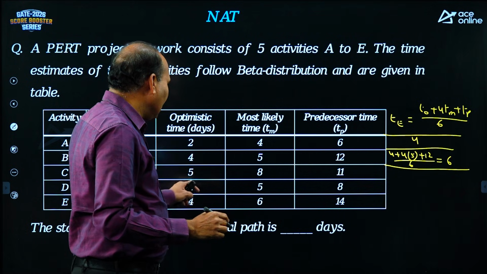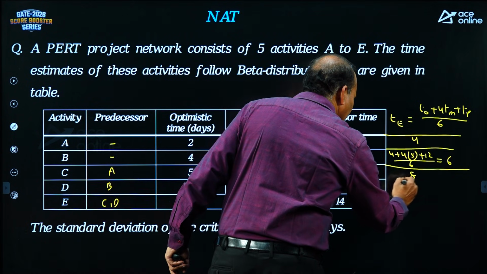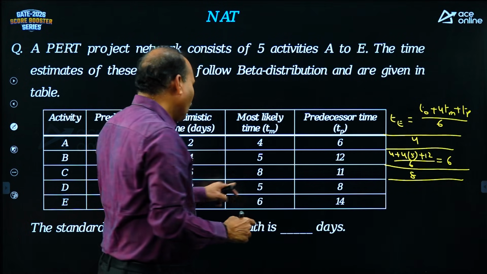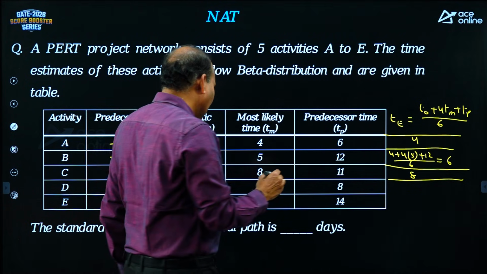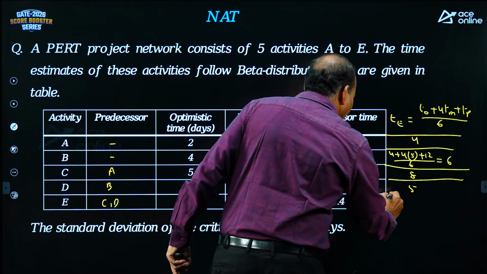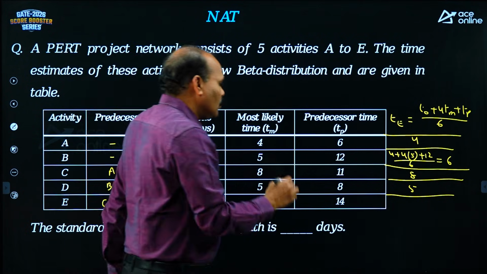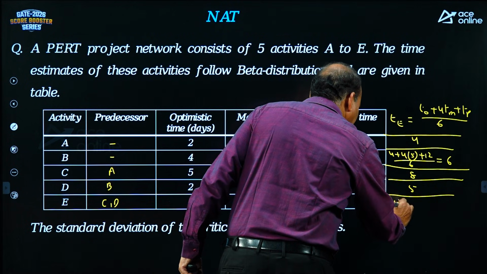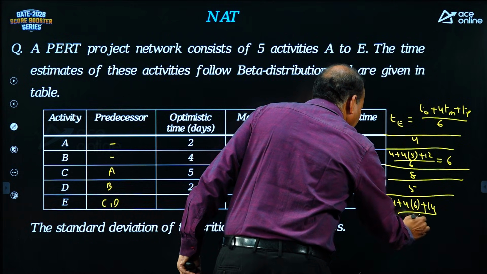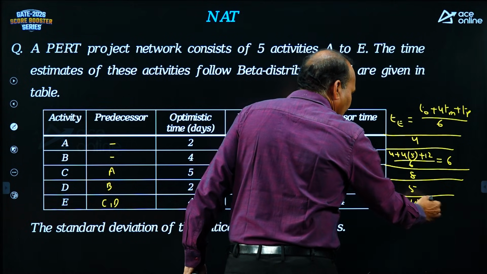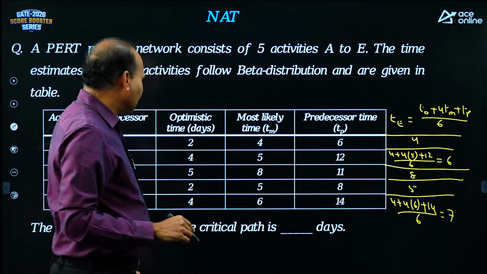Next, 5, 8, 11: 5 plus 3, 8, 8 plus 3, 11, directly I can take 8 in this. Next, 2, 5, 8: 2 plus 3, 5, 5 plus 3, 8, directly I can take 5. Next activity, 4, 6, 14, not in series. So use the formula: 4 plus 4 into 6 plus 14 by 6, 28, 32, 42, so 7 you are going to get. After having the durations, take the diagram.